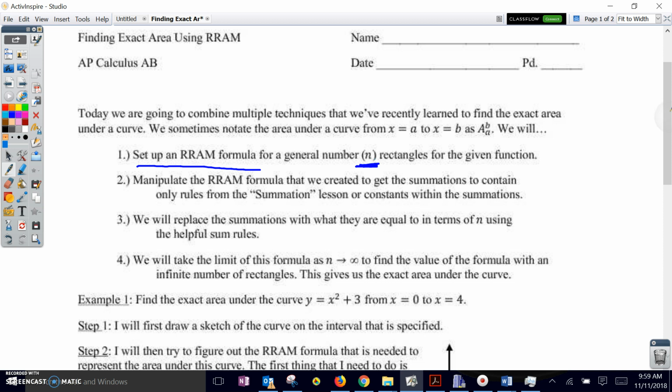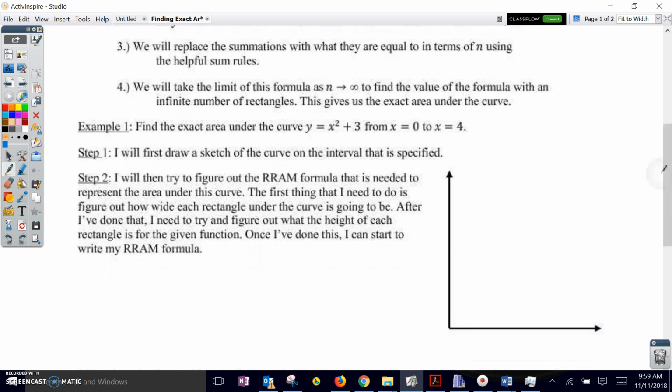So let's look at the first example here. We're going to find the exact area under the curve y equals x squared plus 3 from x equals 0 to x equals 4. And I'm going to tell you that my graph here will not be to scale. But we're going to find the area under this curve.